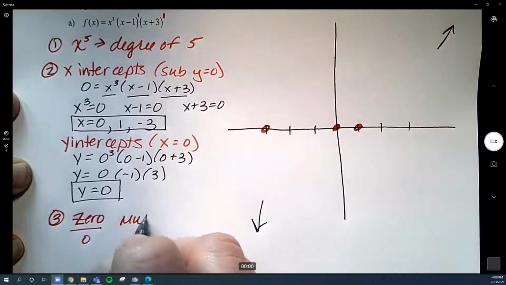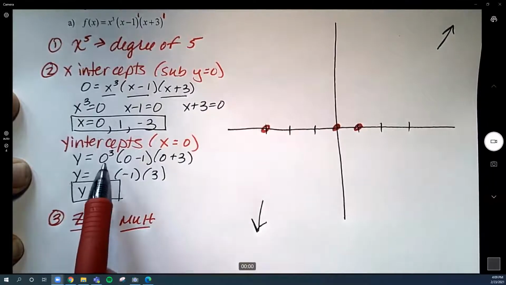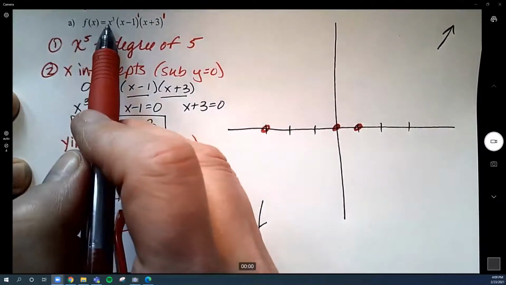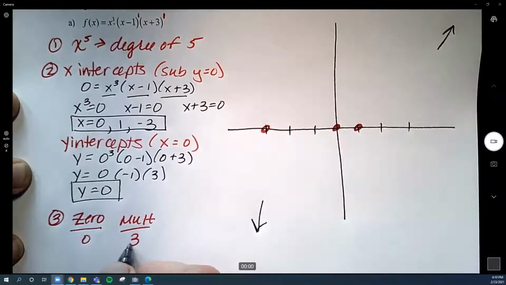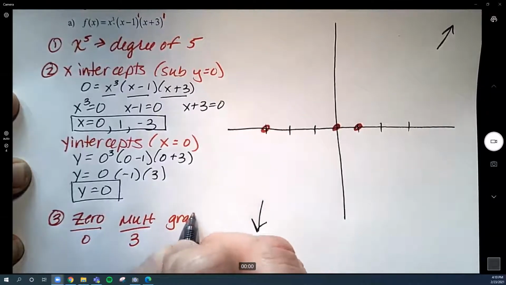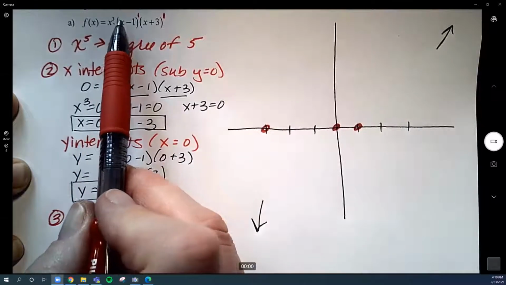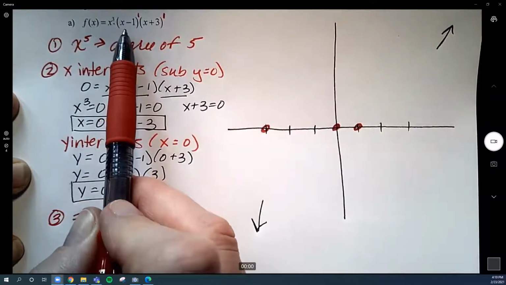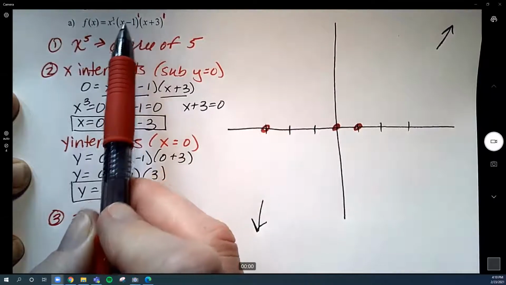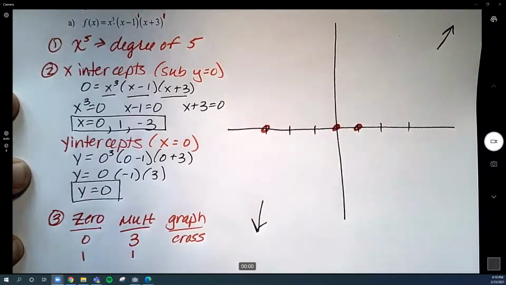It has a multiplicity of 3. This zero has a multiplicity of 3, which is an odd number, which means on the graph, it will cross through and venture to the other side. When I look at the next 0, which is the number 1, it has an exponent of 1. So this 0 at 1 has a multiplicity of 1. And since the multiplicity is odd, the graph will also cross at that x-intercept.